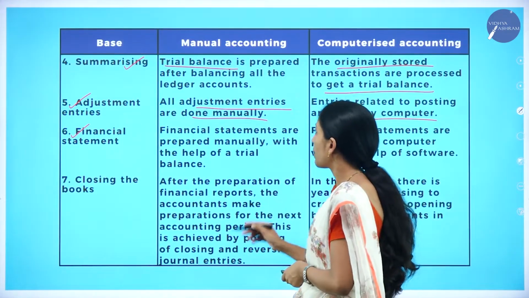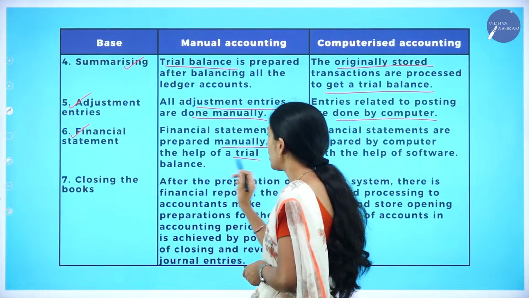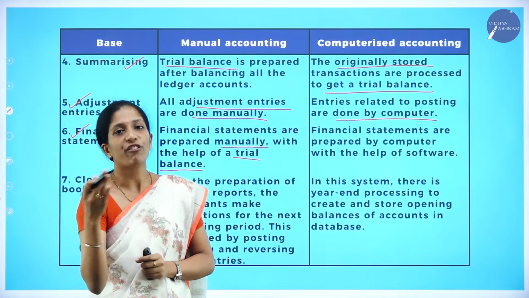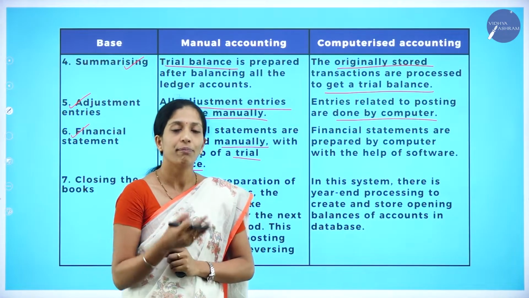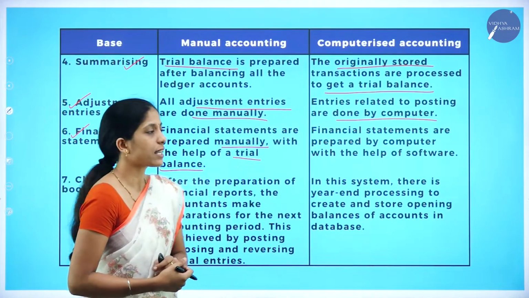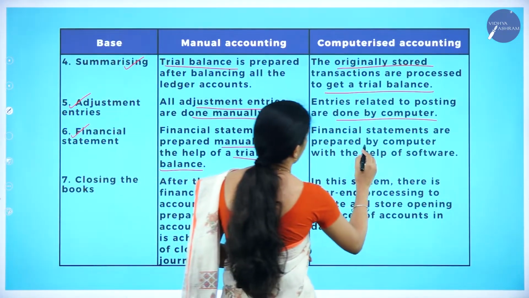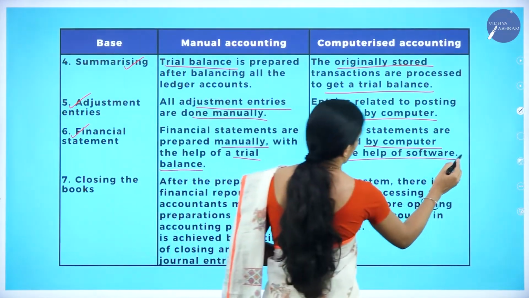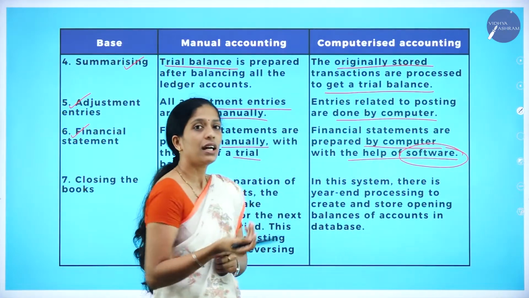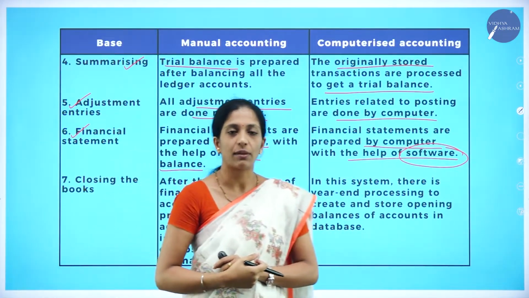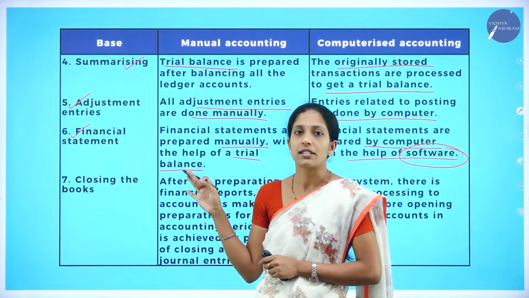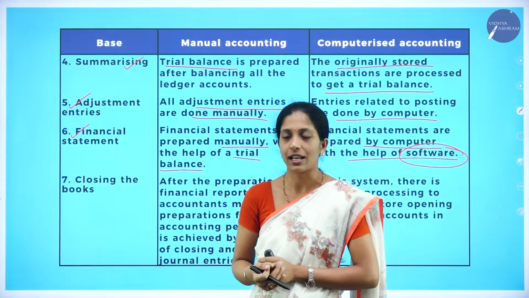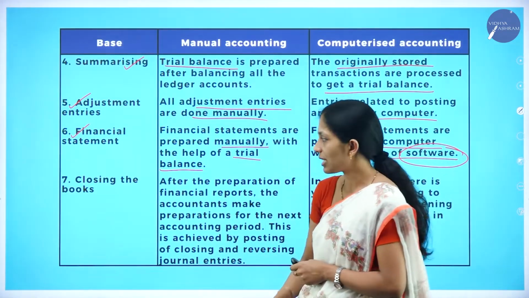So financial statements are prepared manually with the help of the trial balance. Of course we know that by using the trial balance, we will prepare the trading profit and loss account as well as the balance sheet manually. But in a computerized accounting system, financial statements are prepared by the computer with the help of software. So this you have to remember. By using the software, the computer itself will prepare the financial statements. Whereas under the manual accounting system, by using the trial balance, we have to prepare the financial statements manually. So these are the main differences here.